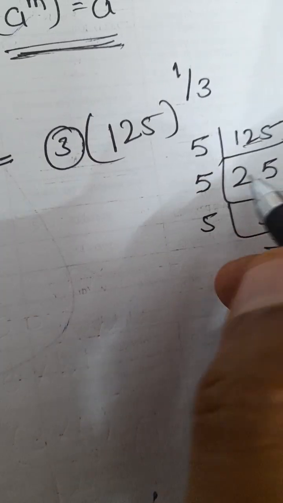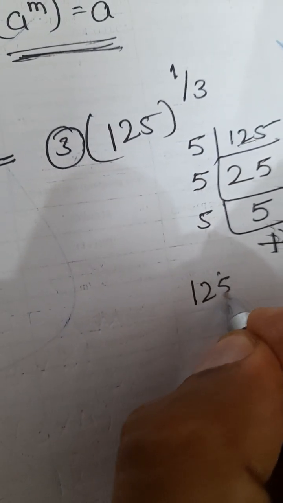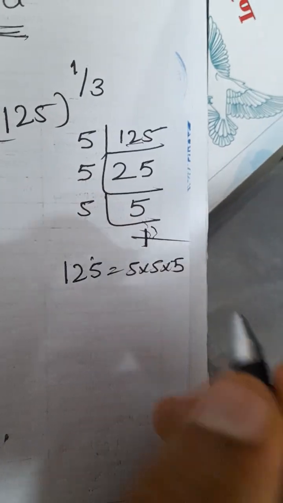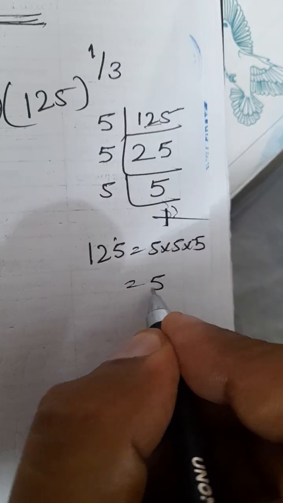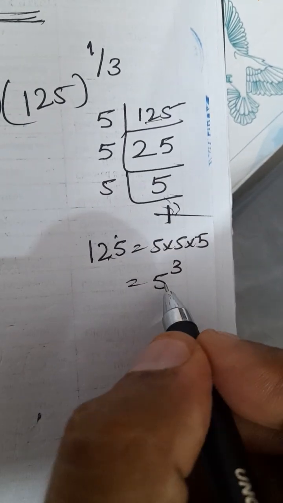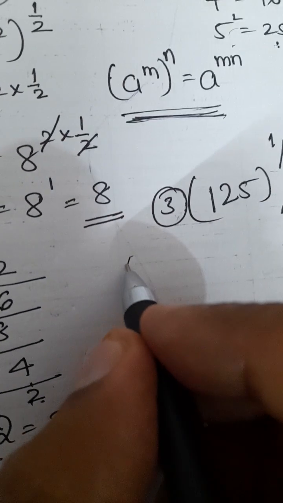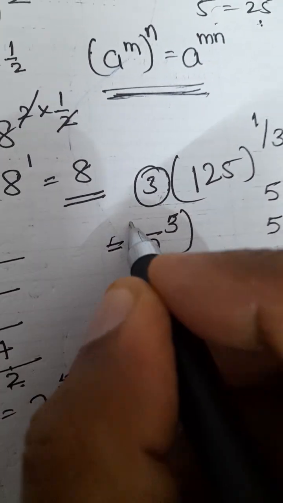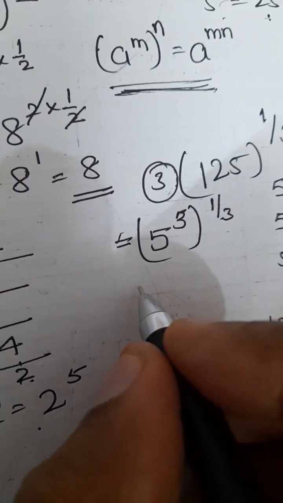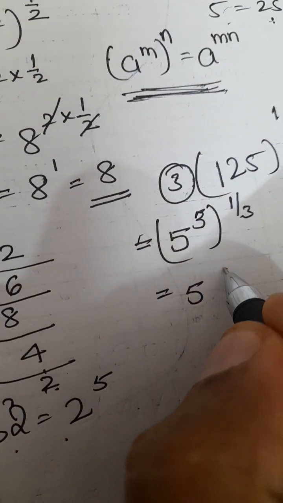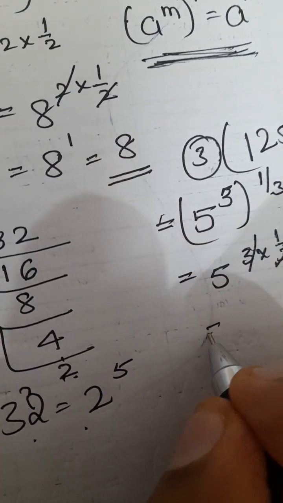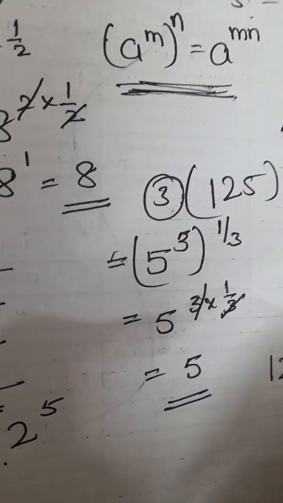So I can write 125 as 5 into 5 into 5, so this is equal to 5 to the power 3. So 125 can be written as 5 to the power 3. I will write the same thing here. This way I write 125 as 5 to the power 3 whole to the power 1 by 3. So this will be 5 to the power, again using the same rule, 5 to the power 3 into 1 by 3. 3 gets cancelled, so you're left with 5.